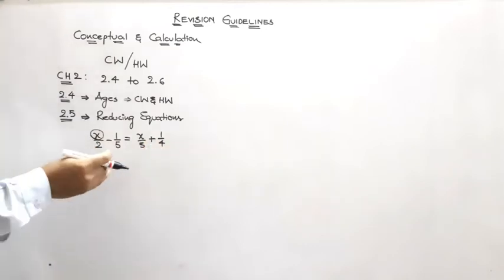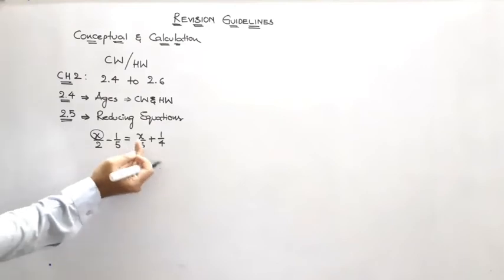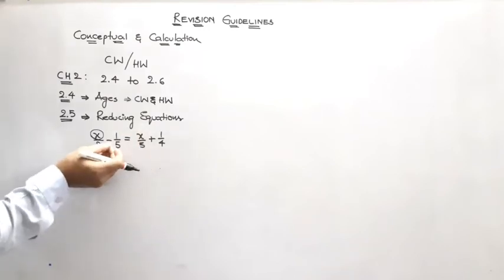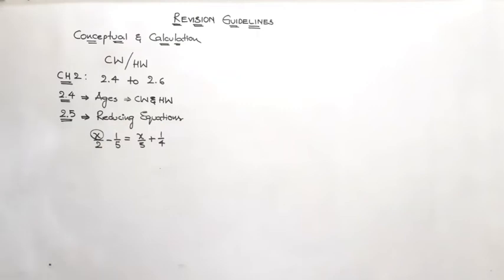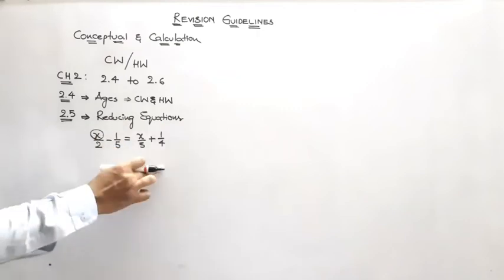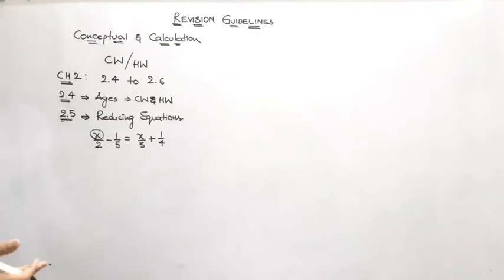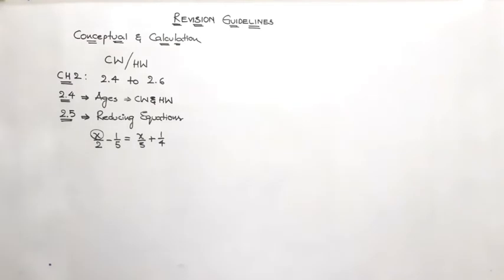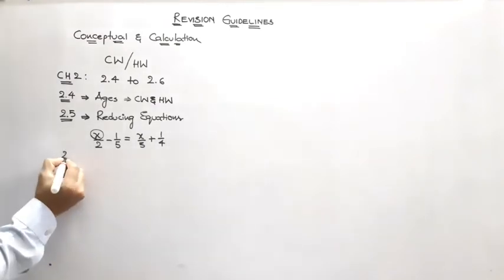This type of questions. For this, what you will do? You will bring the like terms to one side so that x by 3 will come this side and minus 1 by 5 will go that side. While we are transposing, plus will become minus and minus will become plus. Multiplication will be division and the division will be multiplication. So, very easy chapter, children.